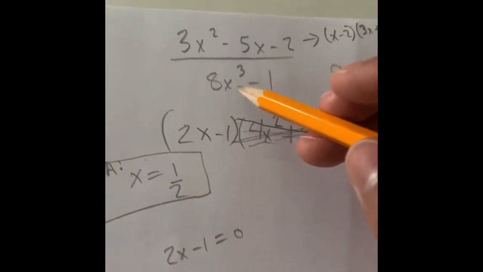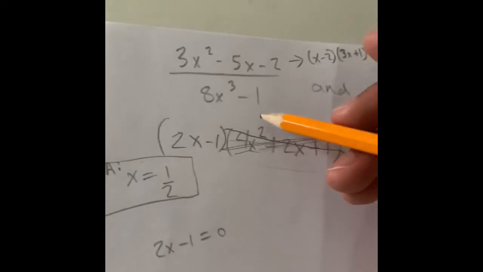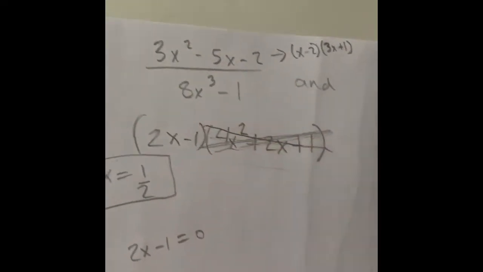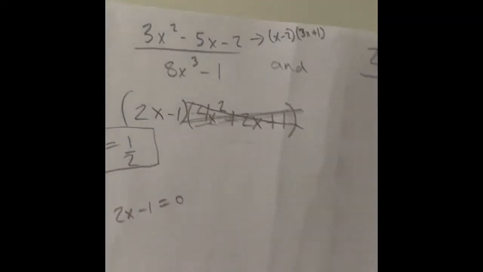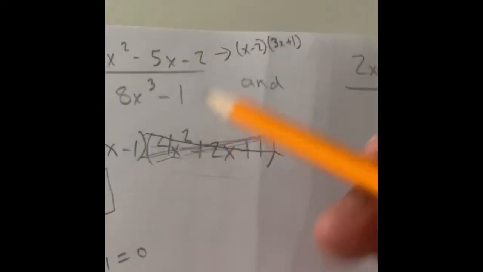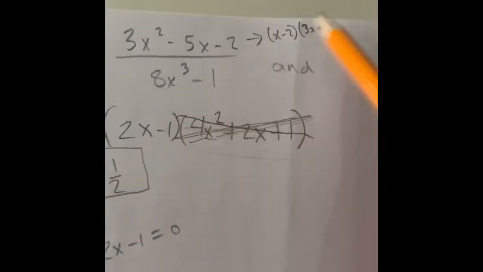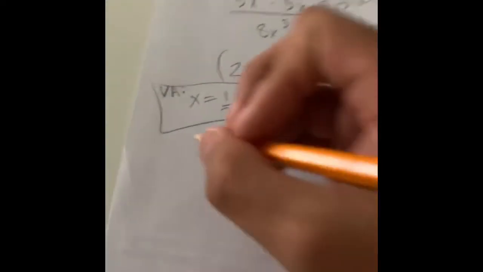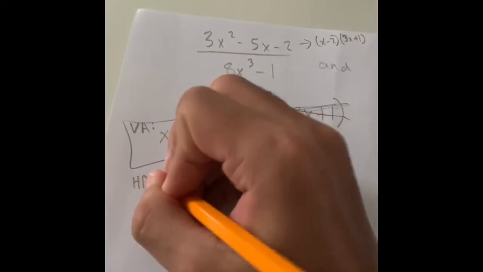You can see if you plug in 1/2 here, you get 0. And you cannot divide anything by 0, so that's a vertical asymptote, or else it's going to be undefined. Now look here, we got 2x minus 1 times the rest. You can't factor that out, and none of these cancel out, so there's no hole here. Now we have to move on to the horizontal asymptote.